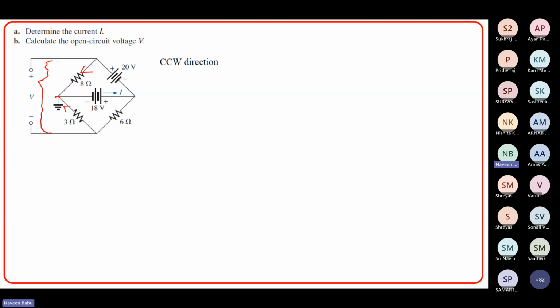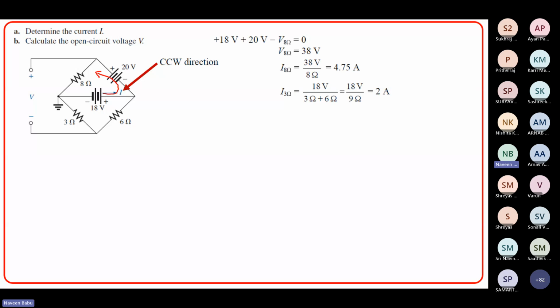In order to first find this particular current, because I do not know what the unknown voltage is, the current direction is already given here, right? So let us presume the same direction. If you apply KVL in this loop, you can easily determine the current across this. I'm not traveling in this direction, I'm traveling in this direction. So it is plus 18 plus 20, which is 38 volts. 38 divided by 8 will be the current flowing in this particular loop, right? So this is flowing in the counterclockwise direction.